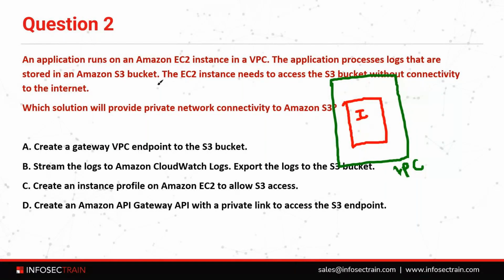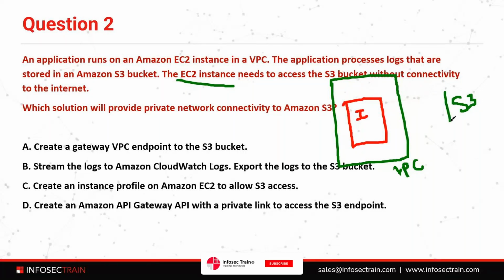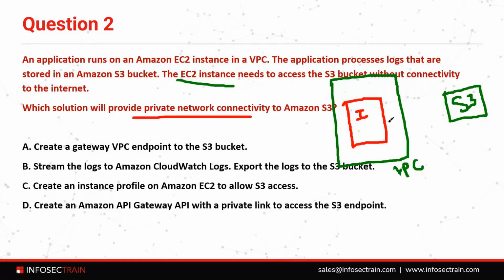The instance needs to access the S3 bucket without connectivity to the internet. It means that this EC2 instance needs to connect to an S3 bucket. So here you have an S3 bucket. Okay, you want to connect to it, but without needing to connect through the internet. So what is an option you have? Which solution provides private network connectivity between your server and your respective S3?